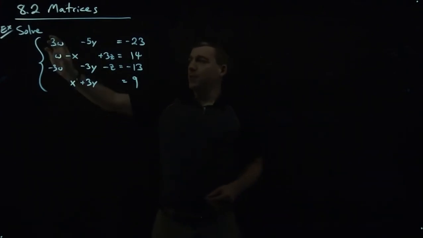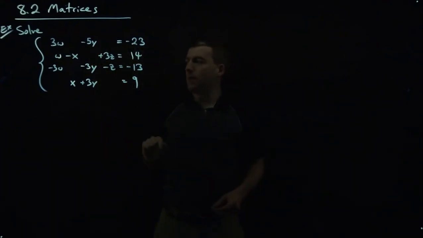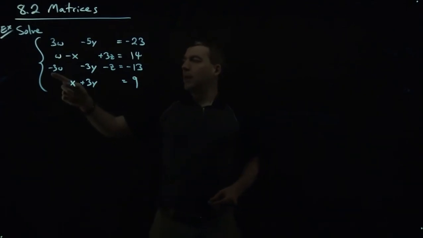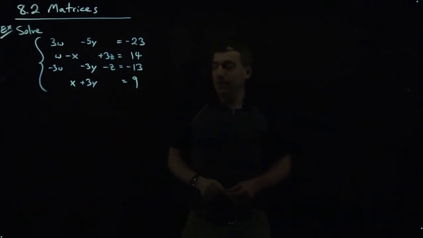This is a system of 4 equations, or 4 variables and 4 equations. Let me just read it here. So this first equation is 3w minus 5y equals negative 23. w minus x plus 3z equals 14. Negative 3w minus 3y minus z equals negative 13. And x plus 3y equals 9.